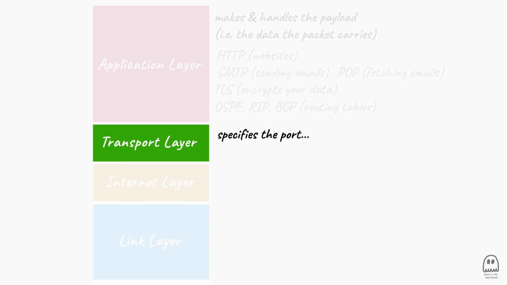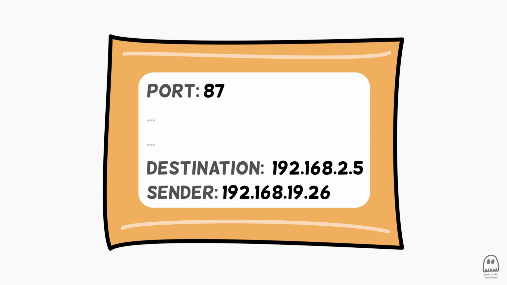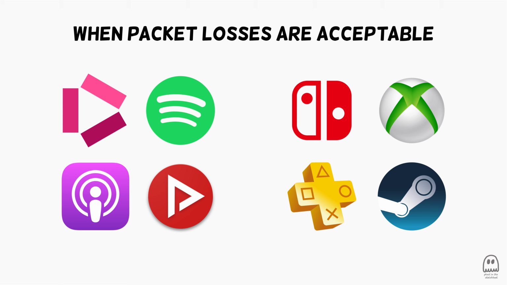Transport layer protocols also describe, if desired, how to check a payload has actually arrived. But as I say, if desired. The no-frills send and hope approach is User Datagram Protocol, or UDP. It specifies the port number and not an awful lot else. And that's fine for certain circumstances, streaming and playing games for instance. With those you'll put up with a certain amount of buffering from lost packets.